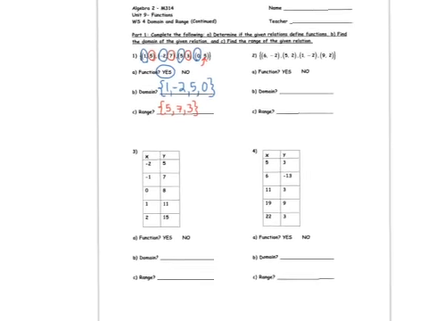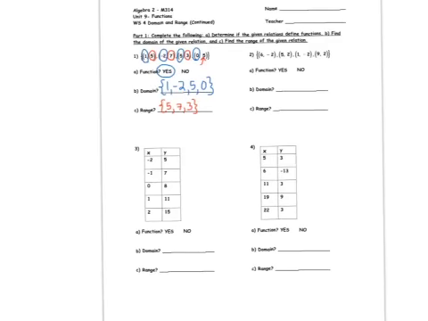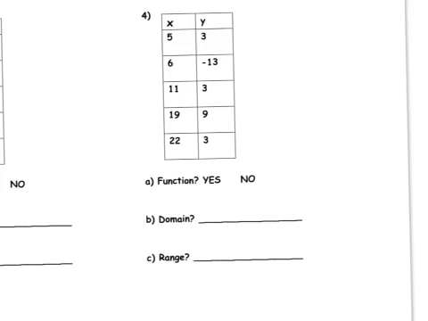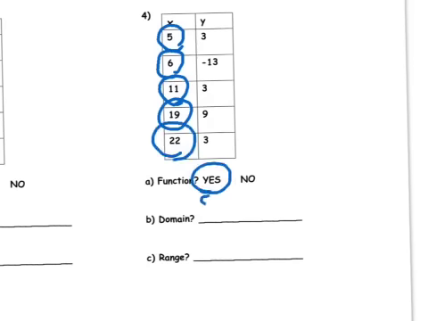Alright, when you're doing a problem like number 3 or number 4 where you have a table, it's the same sort of deal. So why don't I just zoom in on number 4, and to decide if you have a function or not, all you have to do is look at the list of x values and make sure they don't repeat. Looks to me like none of those repeat, so yes, it's a function.